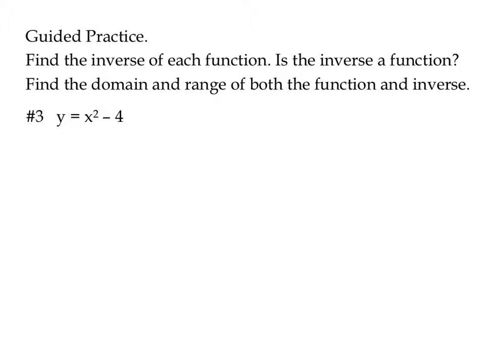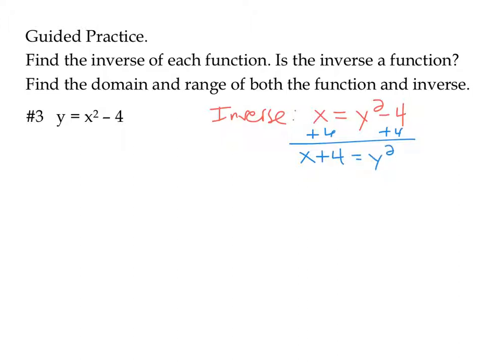So we want to find the inverse of the function. That's our first thing. So we're going to find the inverse. We're going to switch the x's and the y's. So the inverse is going to be x equals y squared minus 4. So now we want to solve for that y. We're going to have to add 4 to both sides. We have x plus 4 equals y squared.